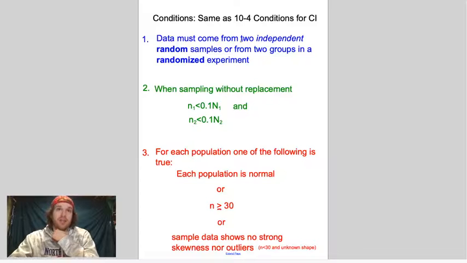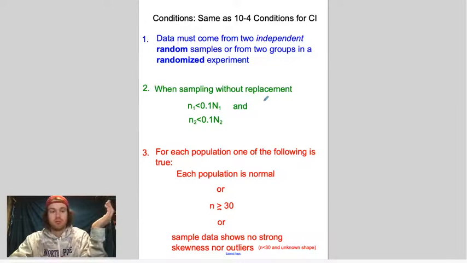Okay, so if you have volunteers or you didn't randomly select from the population, but the random condition is still satisfied, then you don't have to check the 10% condition, because that's only when you sample without replacement from the population. Well, we didn't worry about that, so we're fine, okay?